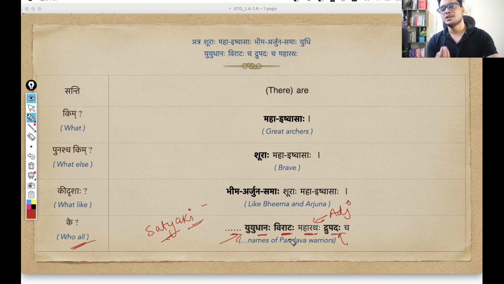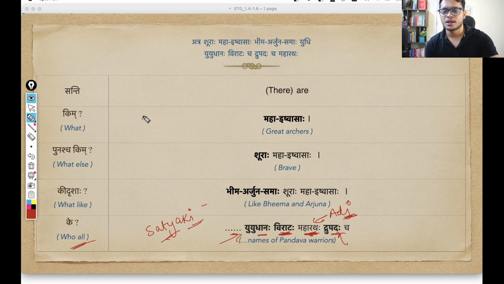Again, and this Virat. So Virat again, he was the king of Matsya kingdom. So a lot of different kingdoms participated in this Mahabharat war. So he was Virat, he was the king of one kingdom that was known as Matsya kingdom. Okay. And Maharath, this is again used as an adjective. So Maharath simply is an adjective for Drupad. Who was Drupad? So Drupad again was a king of Panchal kingdom. And Drupad, the father of Draupadi. So Draupadi was the wife of Pandavas, and her father was King Drupad of Panchal kingdom. And he is being addressed as Maharath.